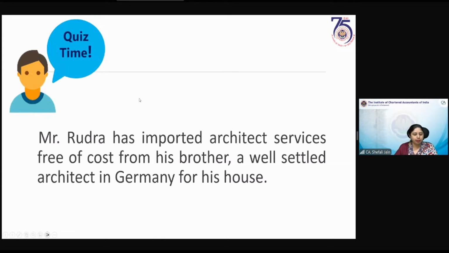Now we come to the next point. Now we'll take these points quickly. Mr. Rudra has imported architect services free of cost from his brother, a well-settled architect in Germany, for his house. You have to tell whether it is a supply or not. And please give your answers quickly. I want to cover 2-3 points more, but at 5:30 sharp we'll end this session, because I think it will be stretched too much. So I want answers from all of you.